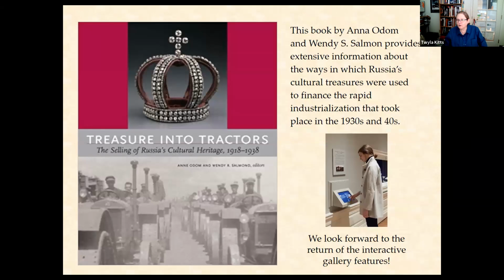So this book by Anna Odom and Wendy Salmon gives a lot of information about how Russia's cultural treasures were sold off to finance the rapid industrialization that took place in the 30s and 40s. And that always makes me think that though that probably ultimately was a bad thing for Russia, to sell off all of those treasures, if they hadn't, and they hadn't come into the Second World War, I don't know that we know who would have won that war. So I think it's really interesting when you look at the past, you have to consider all of the things and balance those.